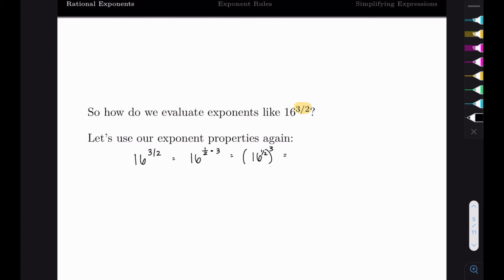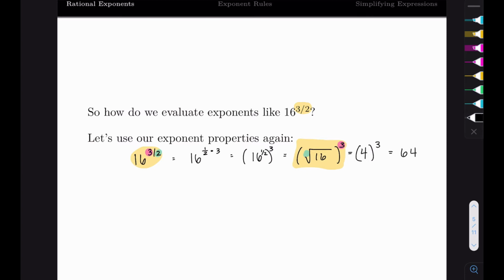And now the inside I can actually work with. We can take the square root of 16 and then raise it to the 3rd power. Square root of 16 is 4. We raise that to the 3rd power. And in turn, this gives us 64. Okay? So that's one way we can actually evaluate it. What I want you to notice is we're going to be able to just jump straight to this point without going through that middle property. So the index is what's going to go in the radical. And then the exponent or the numerator of that fraction is going to be the power that we raise it to.